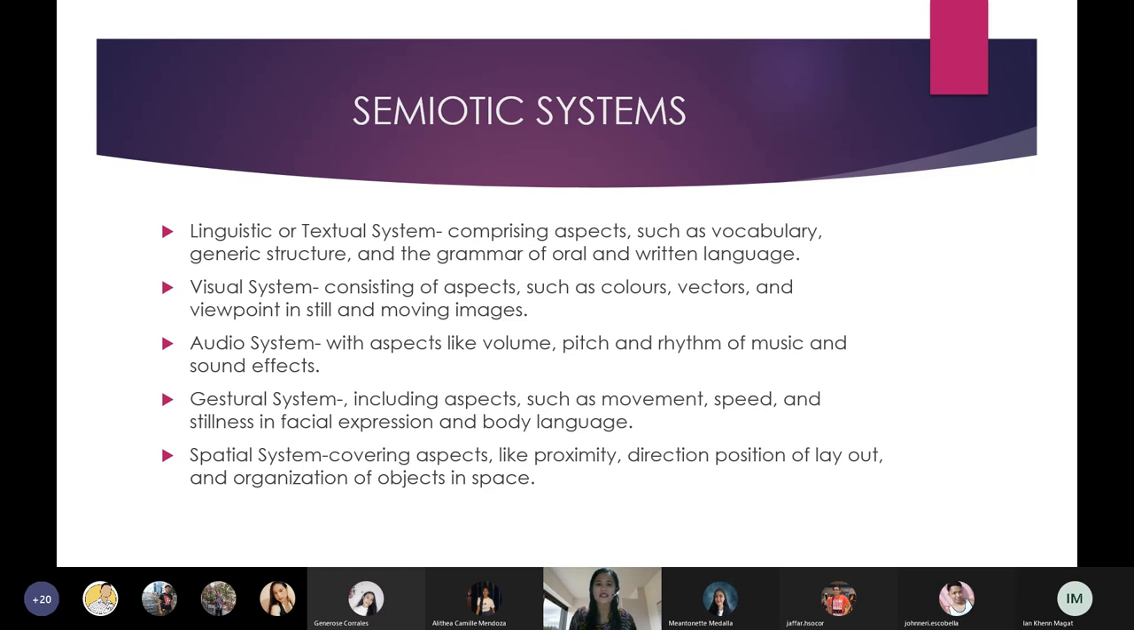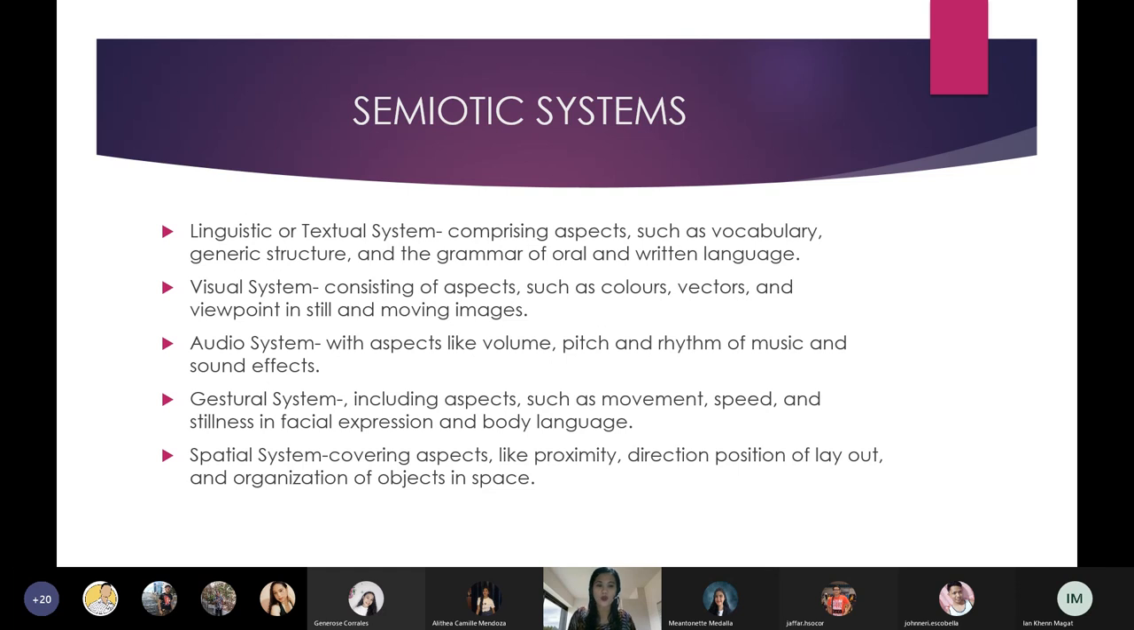Number one, it can be a linguistic or textual system. So when we say that, it comprises the different aspects like vocabulary, the generic structure, and the grammar of oral and written language, as I have mentioned a while ago. So whenever you are going to make a poster or an advertisement, you have to make sure the grammar, the sentence structure, and also the vocabulary, because sometimes words can give different meaning. Even the images can give different meaning. So you have to be careful on that.